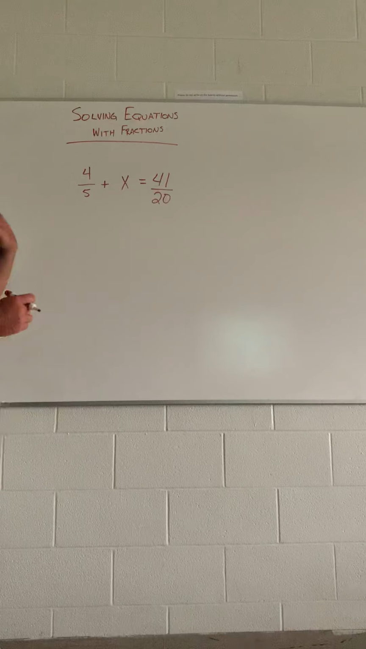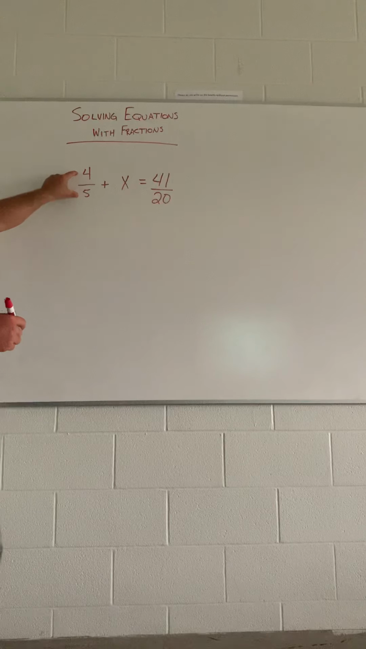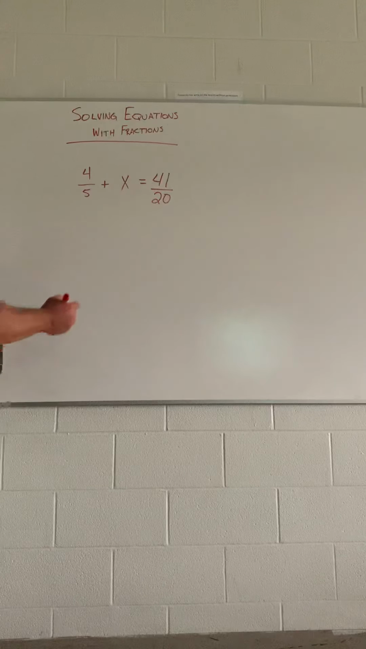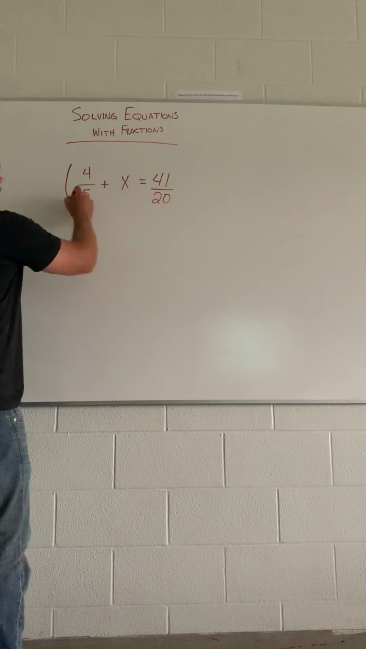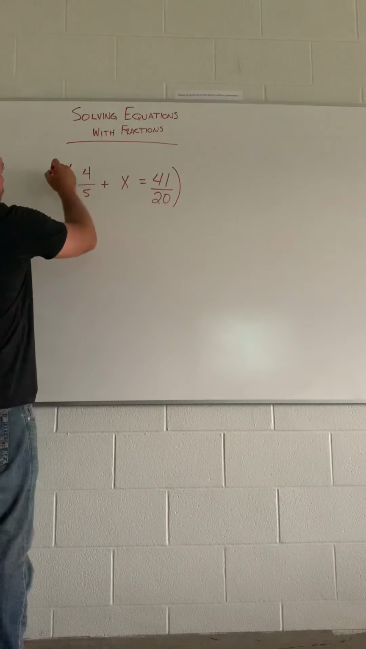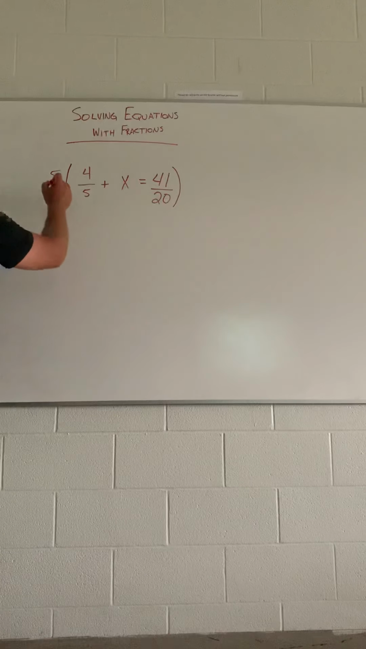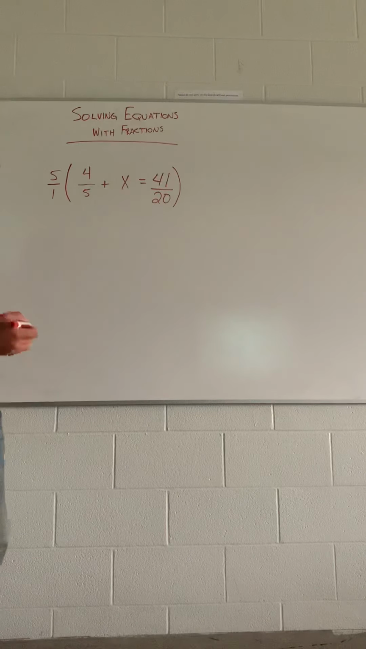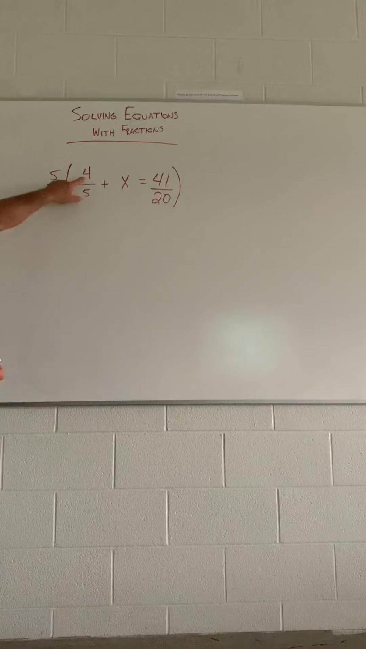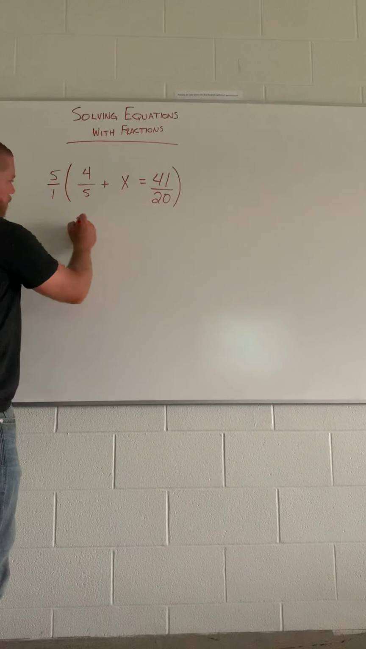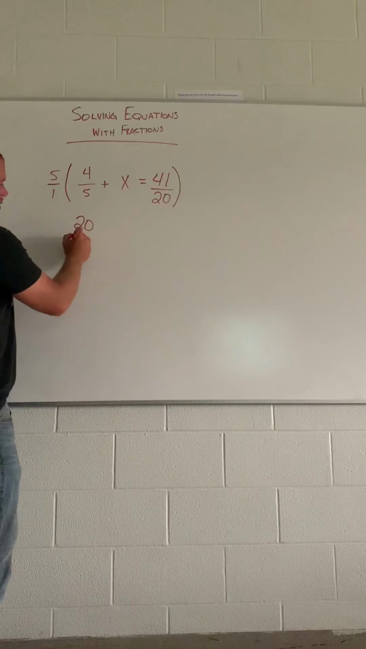Okay, the easiest thing to do, I've got 4/5. I'm going to change this into a whole number. If I take 4/5 and I multiply the whole thing by 5, if you remember, 5 is listed as 5/1. I think it's easier to see it written as a fraction because now it makes multiplying easier. When we multiply fractions, we multiply just the numerators and just the denominators. So 5 times 4 is going to give me 20. 1 times 5 is going to give me 5.